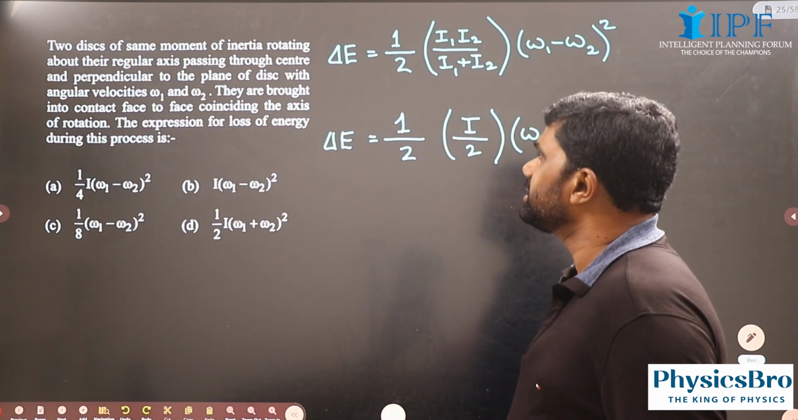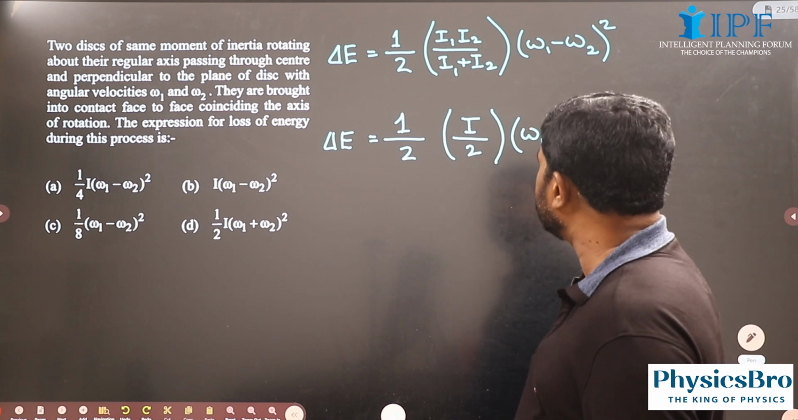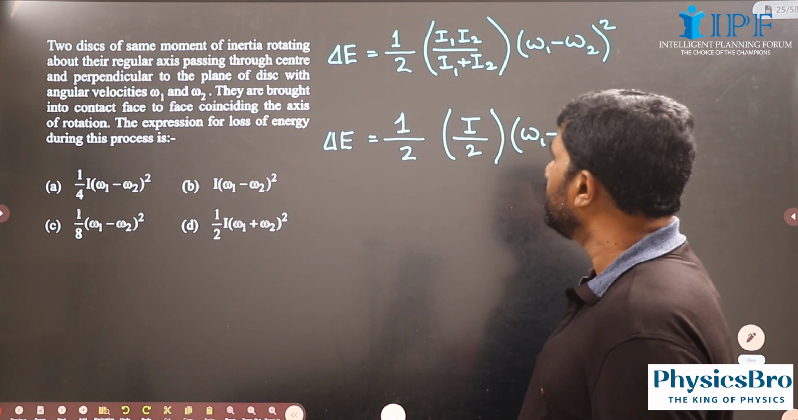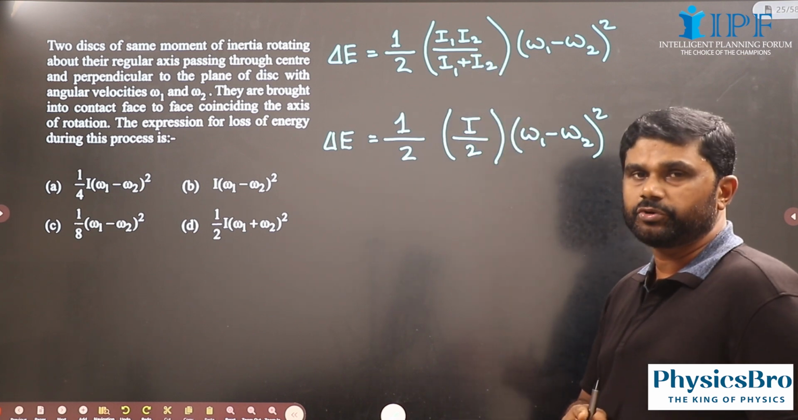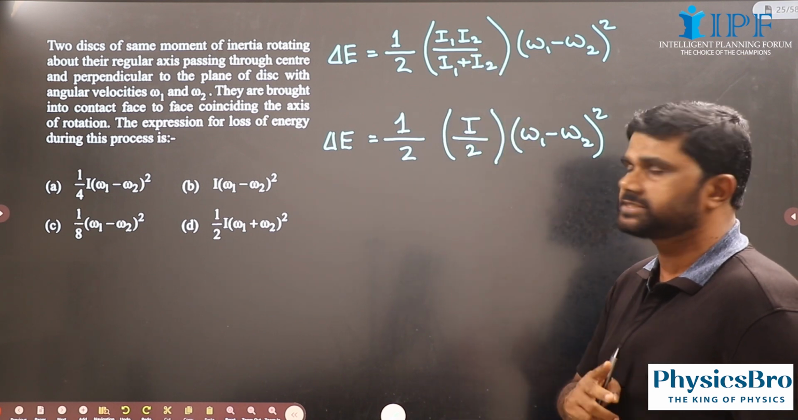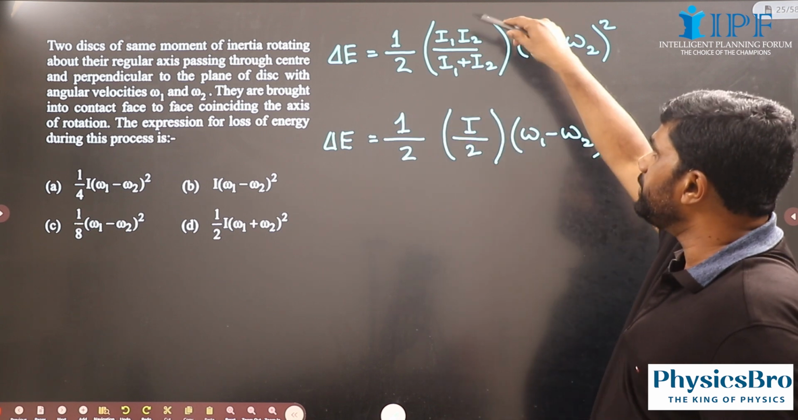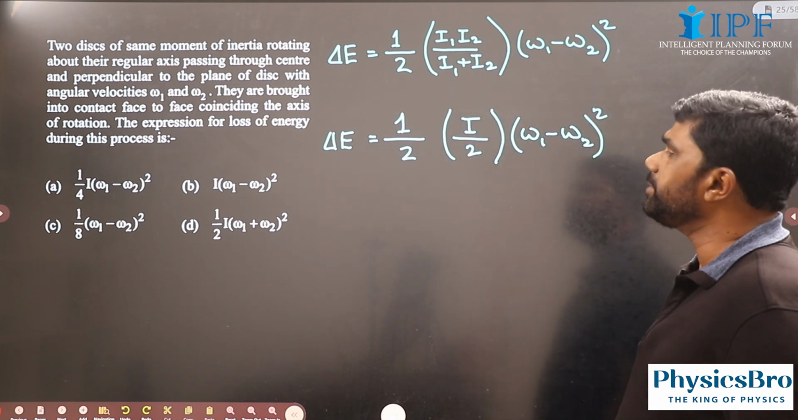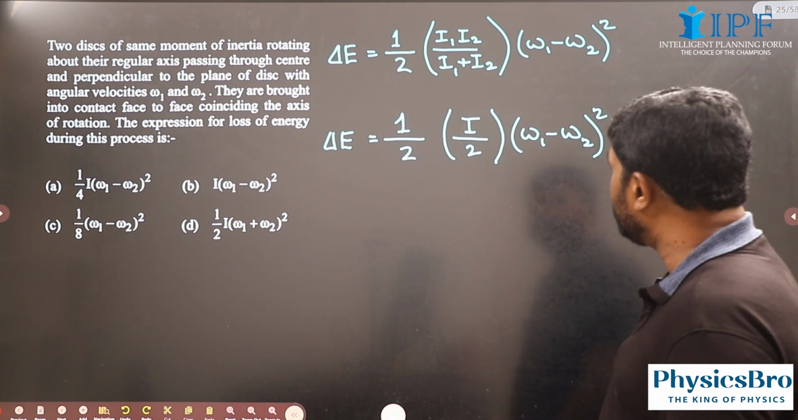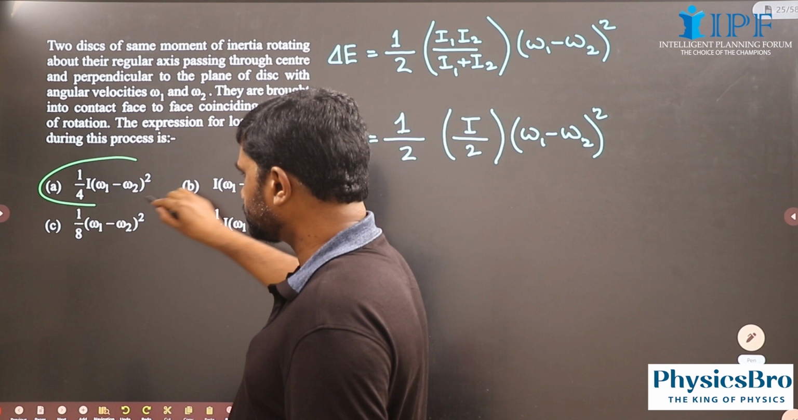Now 2 discs, same question we have discussed earlier. The loss of kinetic energy will be half. We have this formula I1 I2 divided by I1 plus I2, and here we have 2 identical discs, each of moment of inertia capital I. So this will be I square by 2I, or I by 2. So it is I by 4 times omega 1 minus omega 2 whole square.